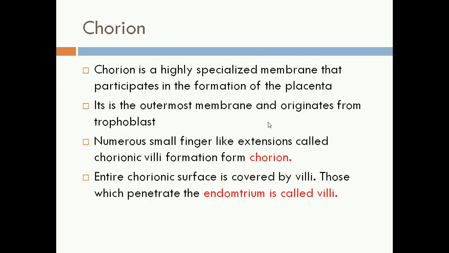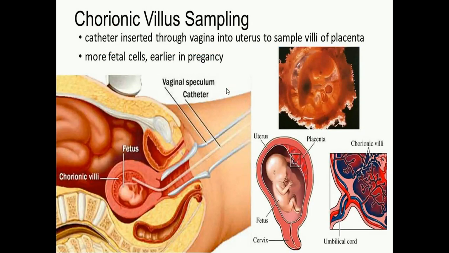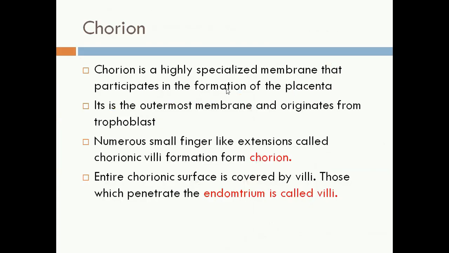Now let's go into the chorion. Chorion is a highly specialized membrane participating in the formation of the placenta. It's the outermost membrane and originates from the trophoblast. Numerous small finger-like projections that extend from the chorion are called the chorionic villi.